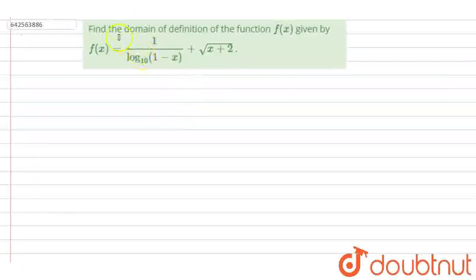Hi, let's start the question. The question says: find the domain of definition of the function f(x) given by f(x) = 1 upon log base 10 (1 minus x) plus under root (x plus 2). So let's start the solution.